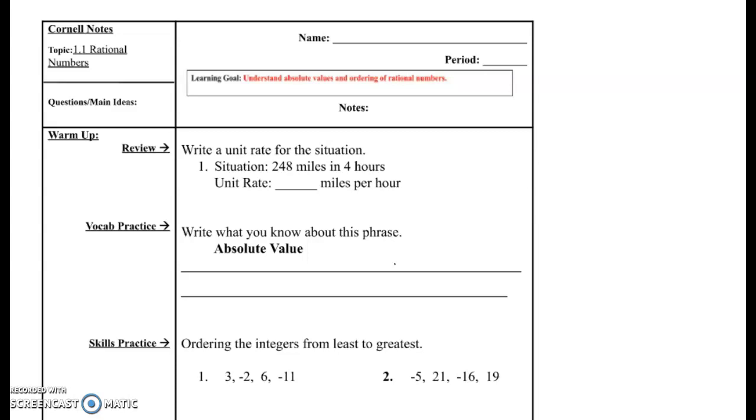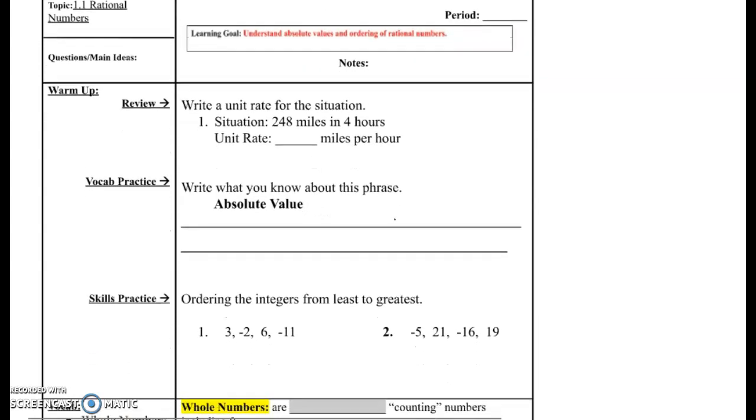If you have not started this yet, please pause the video and do the warm-up and then check your answers with mine. So our first one is a review question, and it says write the unit rate of the situation. The situation is that we can go 248 miles in 4 hours. So remember, a unit rate is how many miles can we go in 1 hour.